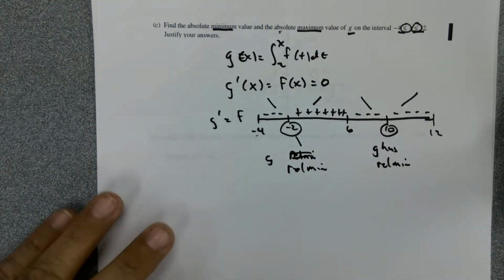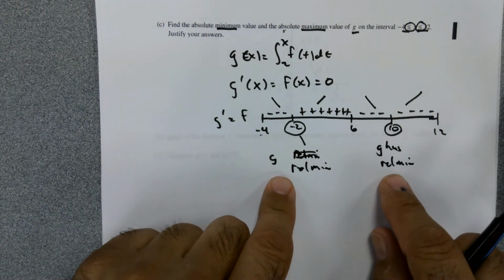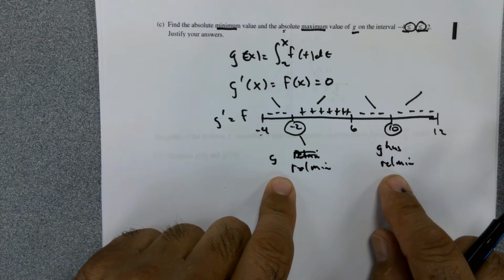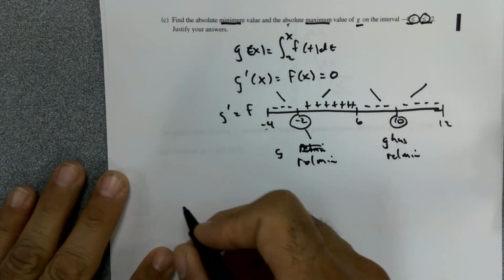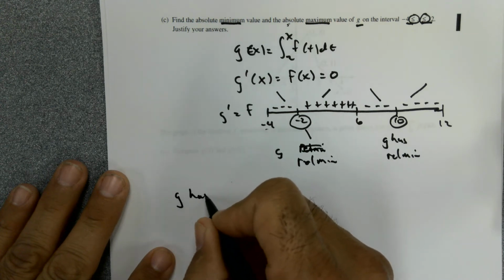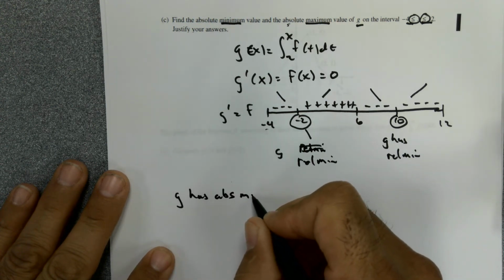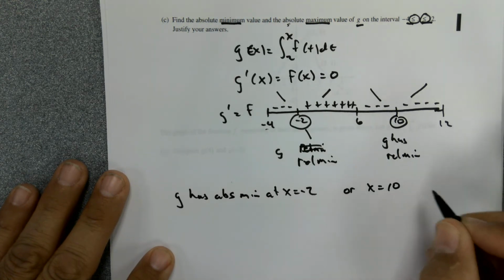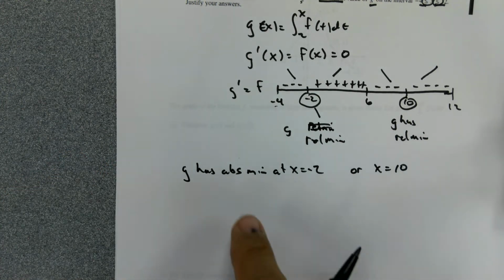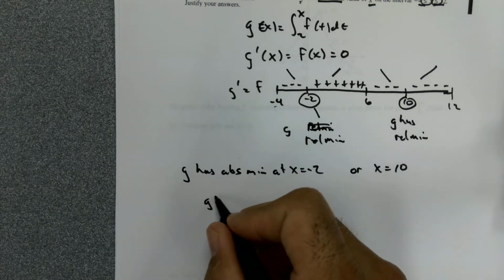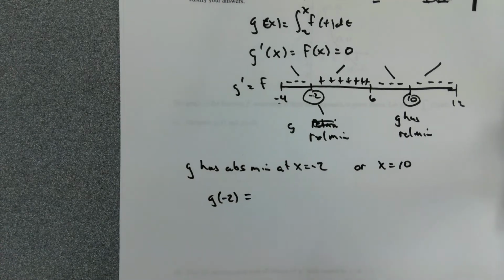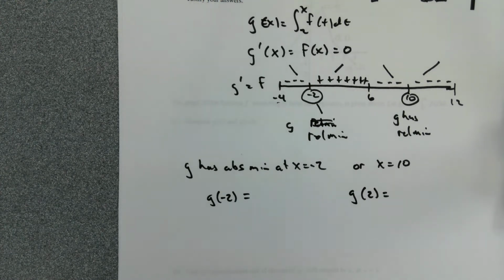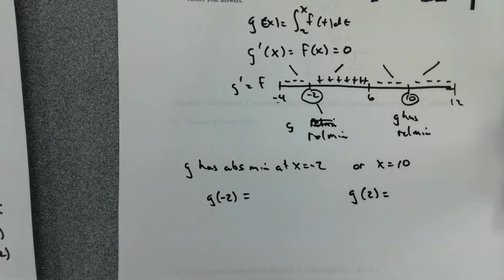Alrighty, so now I know that one of these two places has to be your absolute minimum. So I'm going to make that statement. I can say g has absolute minimum at x equals -2 or x is equal to 2. So I need to either find g of -2 and find out what that value is, and find g of 2 and find out what that value is. So let's find out what g of -2 is.